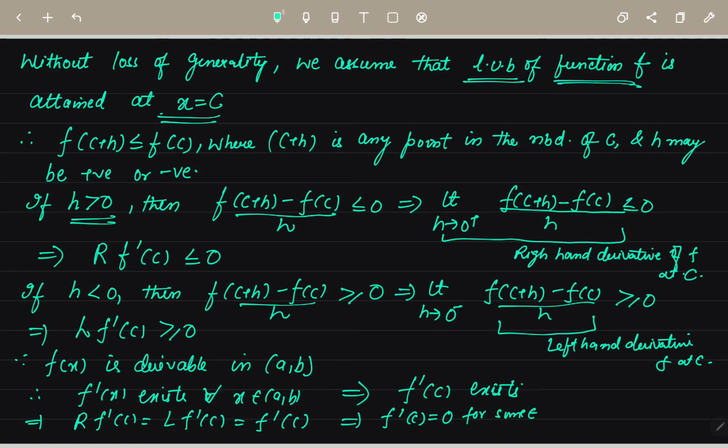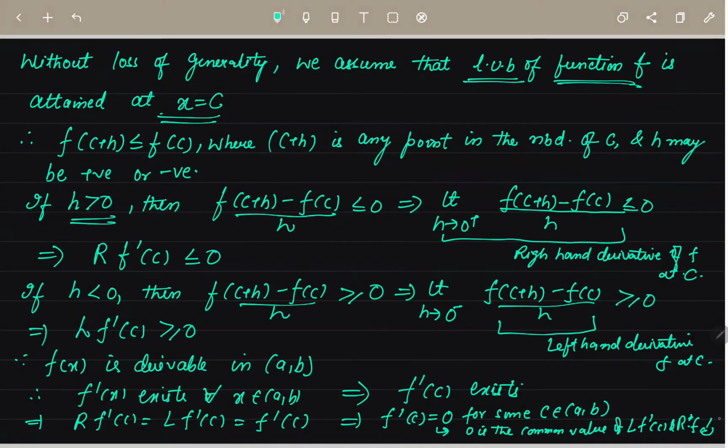for some c belonging to the open interval (a, b). And this f dash c is equal to 0 because 0 is the common value of the left hand derivative and right hand derivative. So hence the theorem is verified.